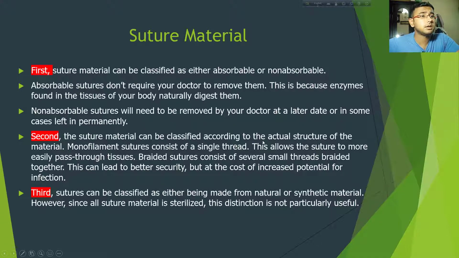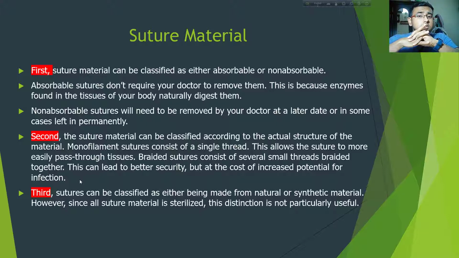Second, suture material can be classified according to the structure of the material. Monofilament sutures consist of a single thread. It has good tensile strength along with good stability, and this allows the structure to pass more easily through tissues. Braided sutures are rope-like structures consisting of several small threads united tightly with each other, and they can give better security, but at the cost of increased potential for infection, because in the gaps between the threads there can be tissue infiltration and inflammation that may cause infection.